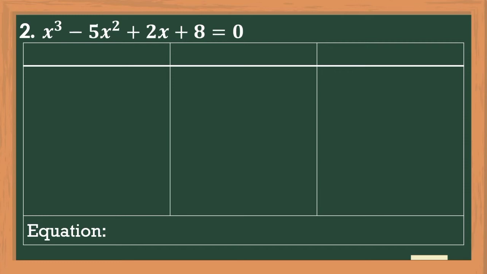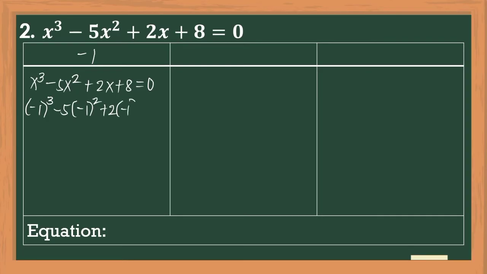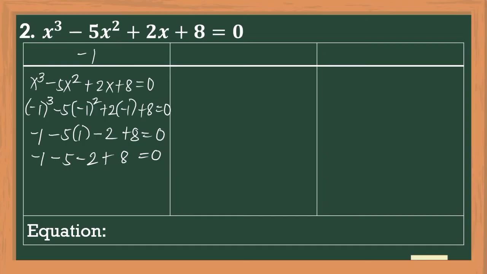We can use negative 1. So let's have negative 1, that is x cubed minus 5x squared plus 2x plus 8 equals 0. We substitute negative 1. Negative 1 cubed is negative 1, minus 5 times negative 1 squared, that is positive 1, plus 2 times negative 1, that is negative 2, plus 8 equals 0. Negative 1 minus 5 times 1, that is 5, minus 2, plus 8 equals 0. Combining negative 1, negative 5, and negative 2 gives negative 8, plus 8 equals 0. So 0 equals 0. Therefore, negative 1 is a root.